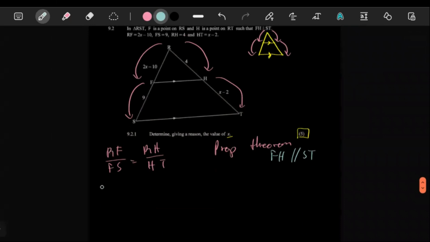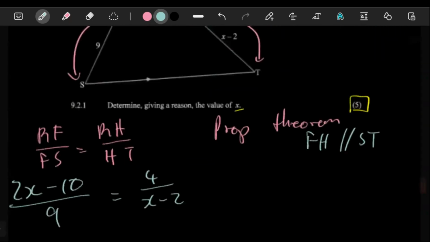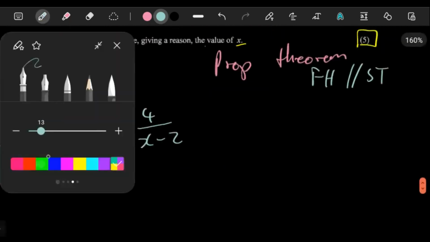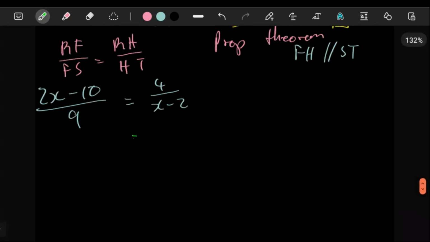So for RF here, it's 2x minus 10. FS is 9. RH is 4. HT is x minus 2. And then from that, you're going to cross multiply. Yeah, definitely. 9 times the 4 is going to be what?